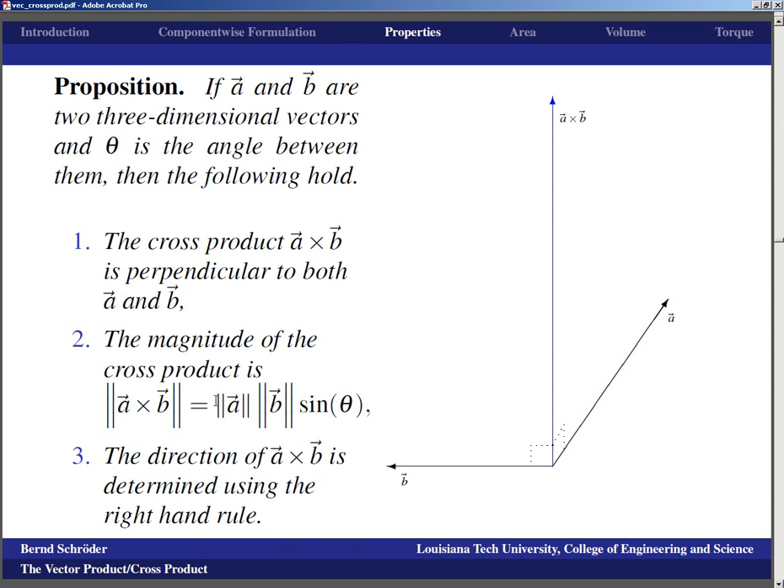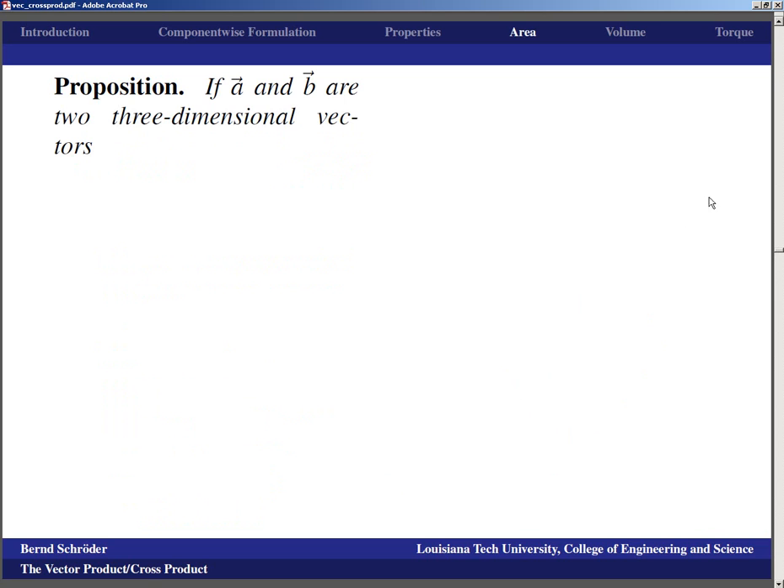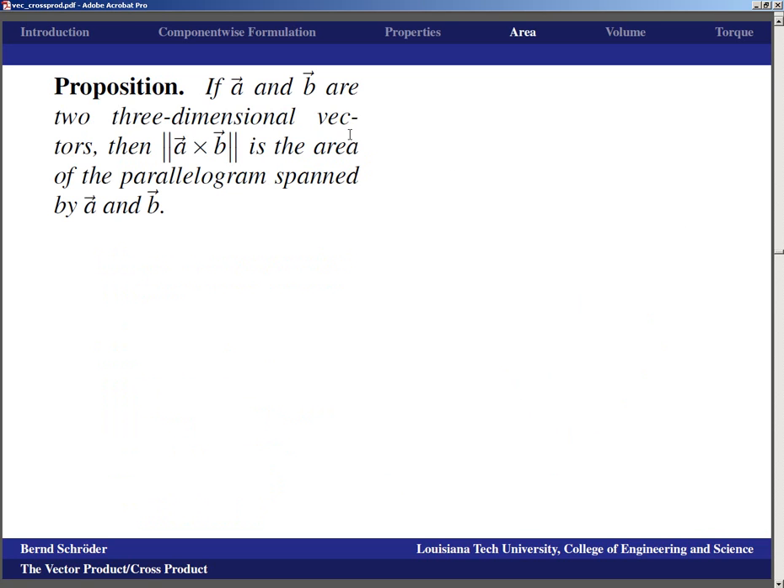And the magnitude of the cross product is magnitude of A, magnitude of B, sine theta, which turns out to be actually the area of the parallelogram that is spanned by these two vectors, which is something that we're going to prove in the next panel. We could already realize it here, because the height of this parallelogram, if the angle between A and B is theta, then the height of this thing here is magnitude of A times sine theta, and we're going to spell that out in the next proposition. Namely, if you've got two three-dimensional vectors, then the magnitude of A cross B is the area of the parallelogram spanned by A and B.